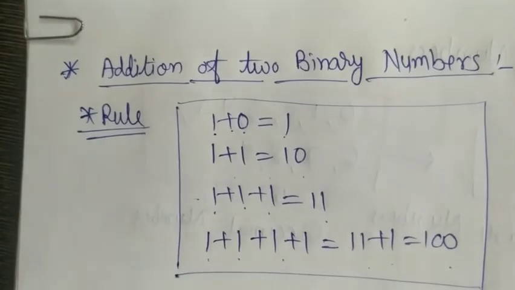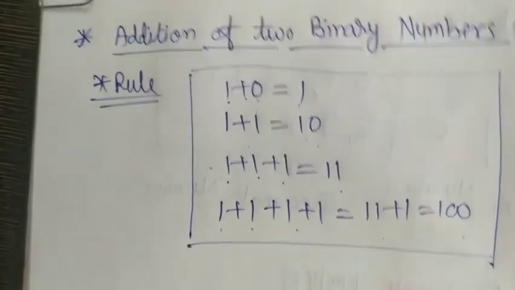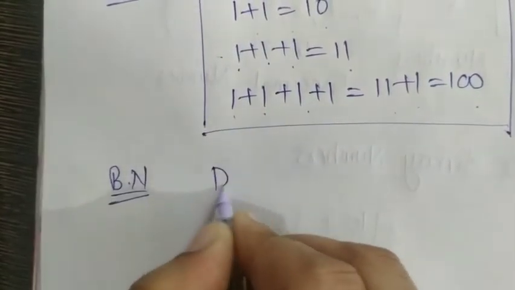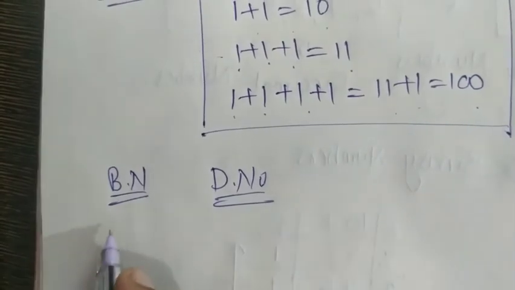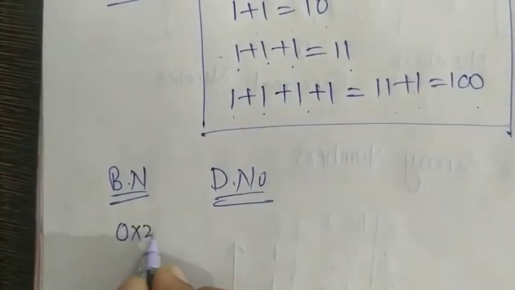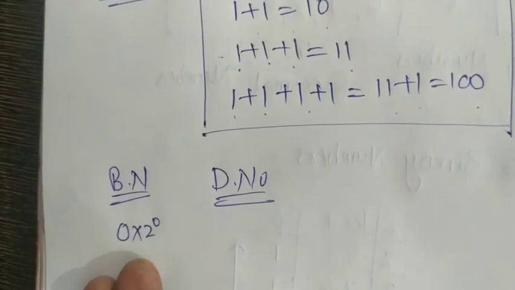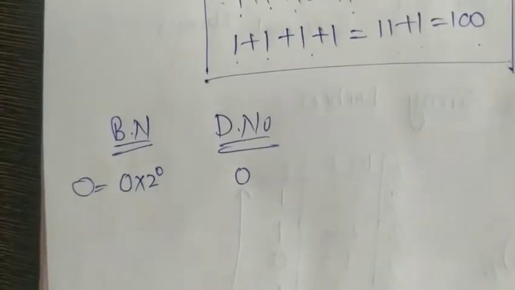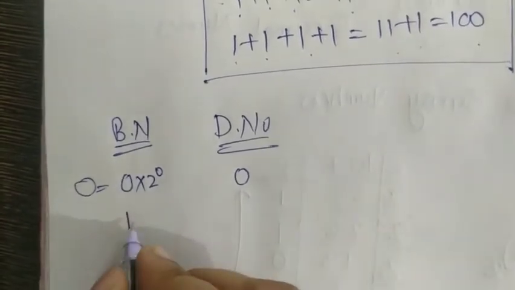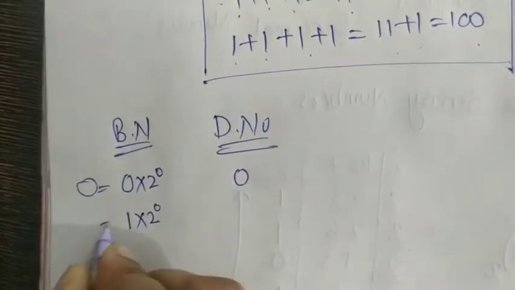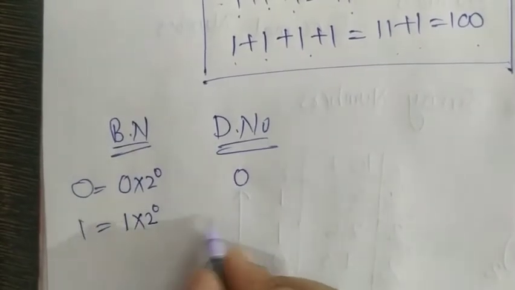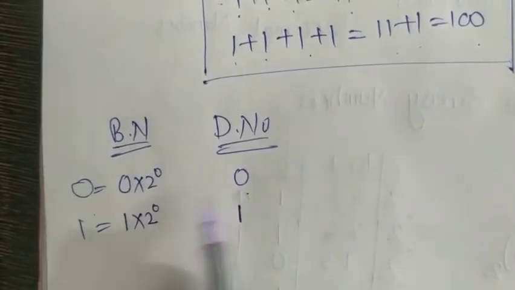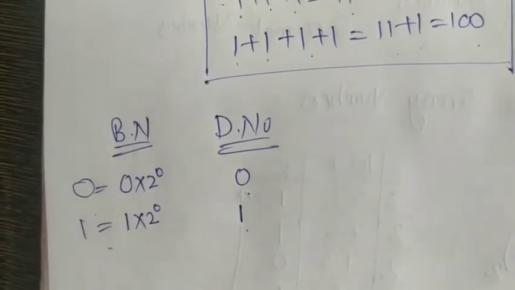And now to understand this, just remember, suppose I am writing binary numbers and decimal numbers here. If I write binary number 0, it means 0 into 2 raised to power 0, because it is only one digit. So that will be 0 in the decimal number format. If I write 1, it means 1 into 2 raised to power 0, that will be again 1. It means in binary and decimal, 0 is equal to 0 and 1 is equal to 1. There is no difference between 0 and 1.